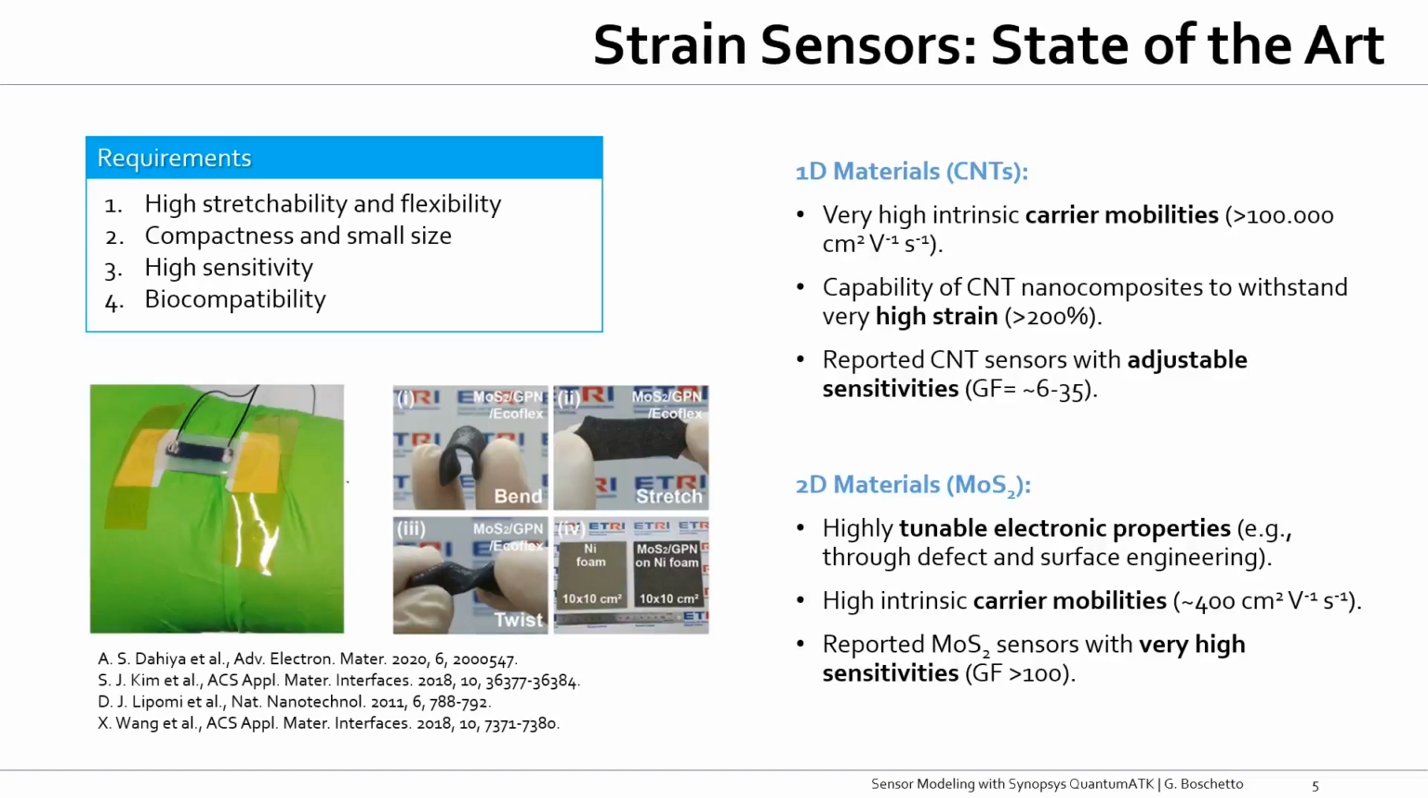As active materials for this sensor, we chose carbon nanotubes and MoS2 as they show desirable properties for this kind of application, as you can see on the right. For example, they have high carrier mobilities, they have the capability of withstanding high strain, and they have adjustable sensitivities.